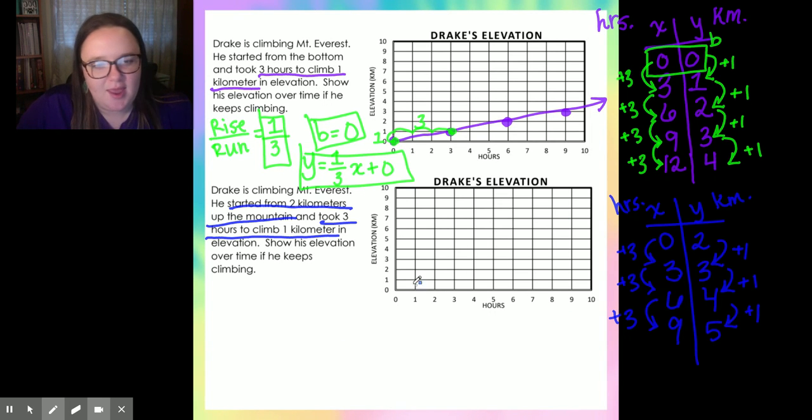I'm going to go ahead and graph it. At 0 hours, he started at 2 kilometers. After 3 hours, he was at 3 kilometers. At 6 hours, he was at 4 kilometers. At 9 hours, he was at 5 kilometers. Oop, I graphed that a little bit off. There we go, 5 kilometers. I'm going to connect those.